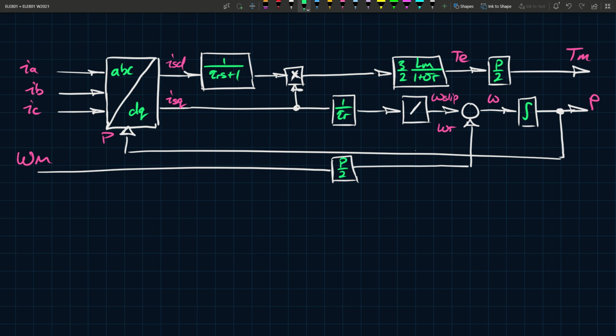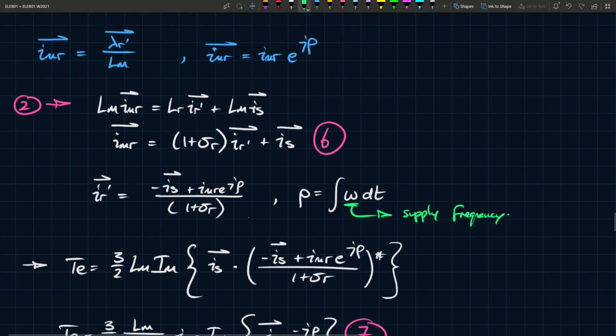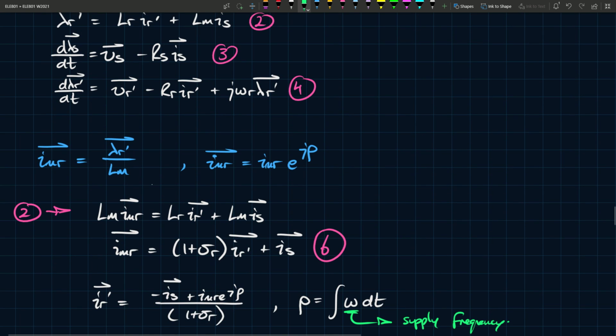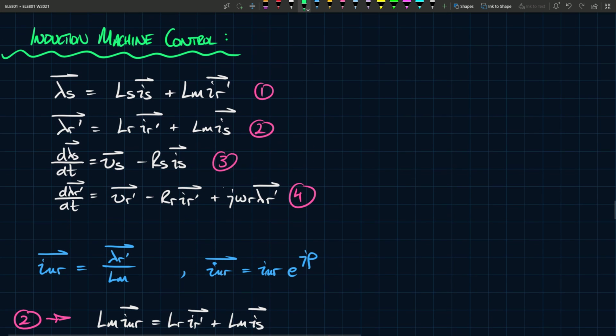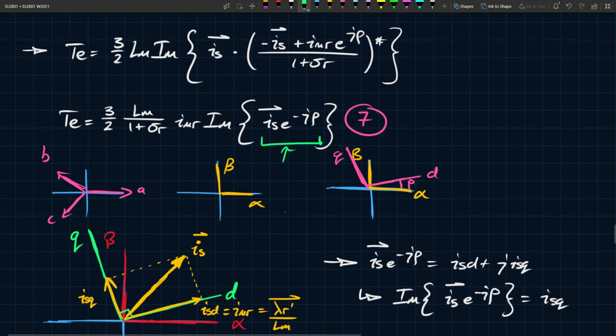This was a very packed video, so why don't we review what we've done? We started with the equations we had established in the previous video. We defined this new current. Based on this new current, we were able to decouple these two equations. By doing that, we are now able to control the torque directly using ISD, and then we can control the speed using ISQ.